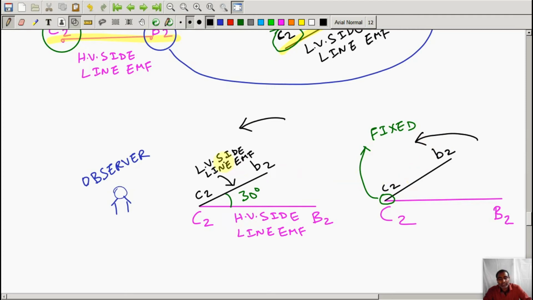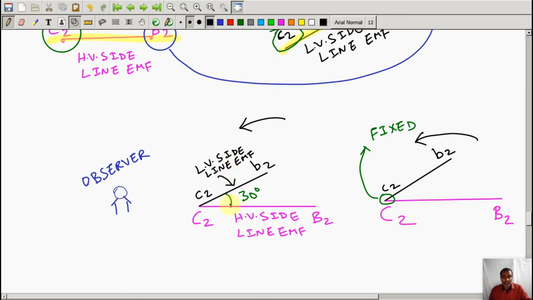So obviously the L.V side line EMF will come first towards the observer, and after a 30 degree rotation the H.V side will come. So the observer is going to see the L.V side, that is the low voltage side line EMF, small c2b2, first, and 30 degrees later the observer will see the H.V side line EMF, that means capital C2B2.